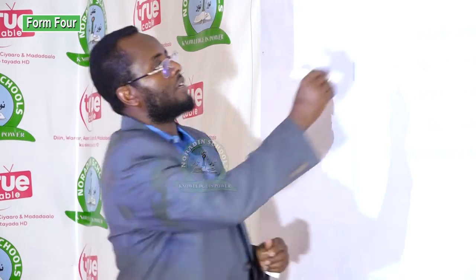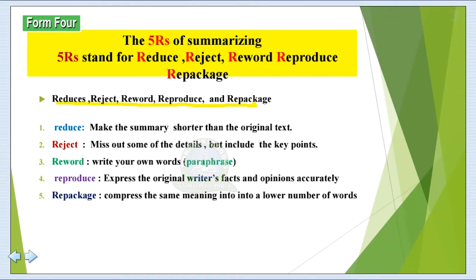What about reject? Reject. Miss out some of the details, but include the key points. Okay, the key points. So number 1, reduce, make the summary shorter than the original one. And the other, reject, miss out some of the details, but include the key points. You need the key points, but you don't need the more details.